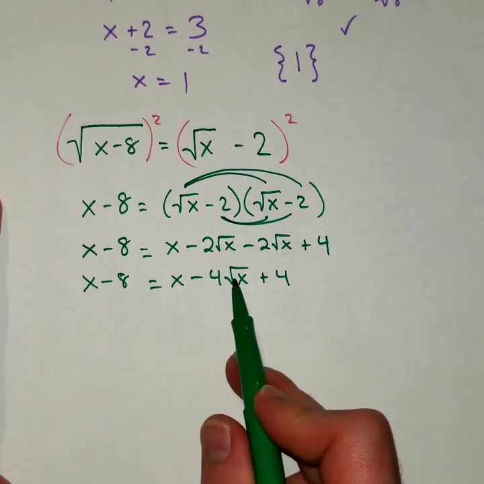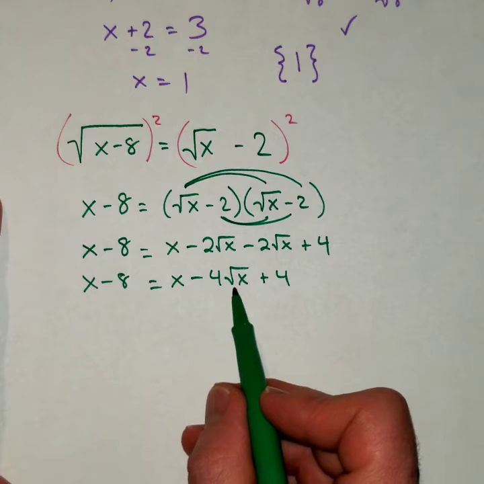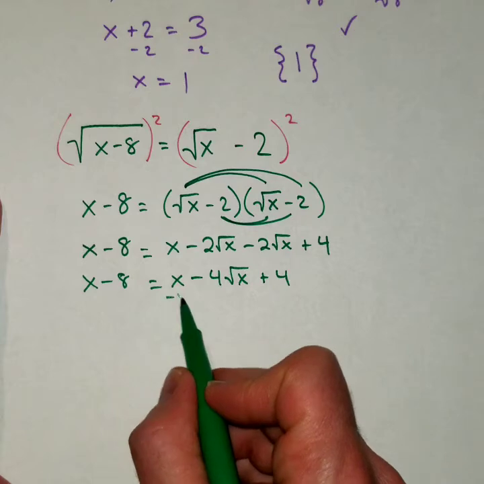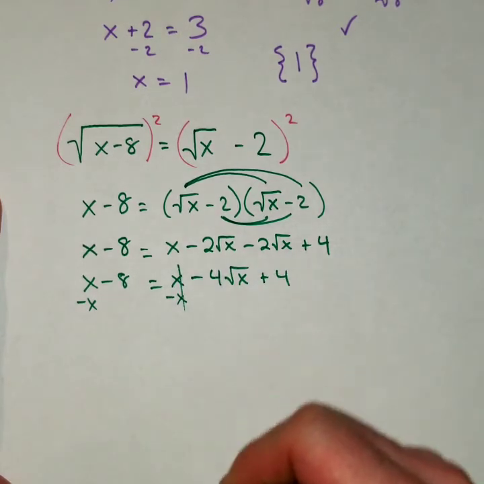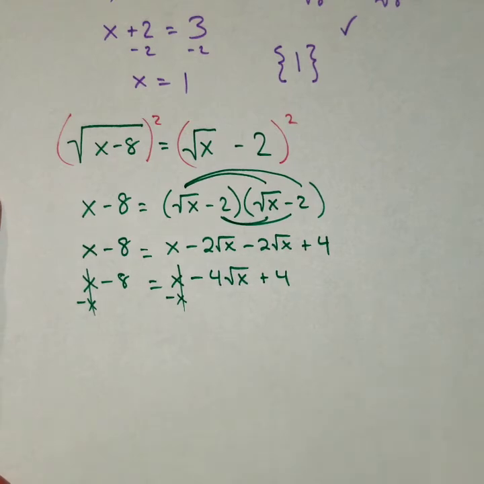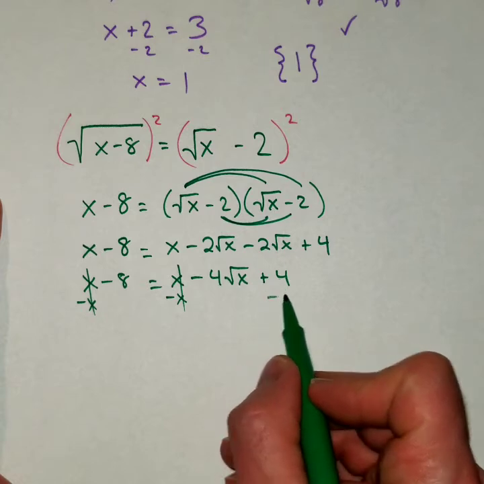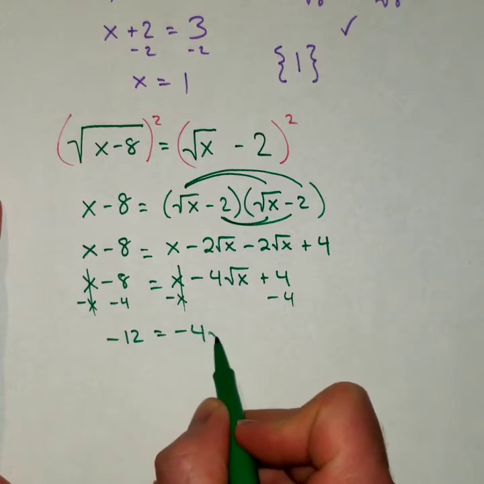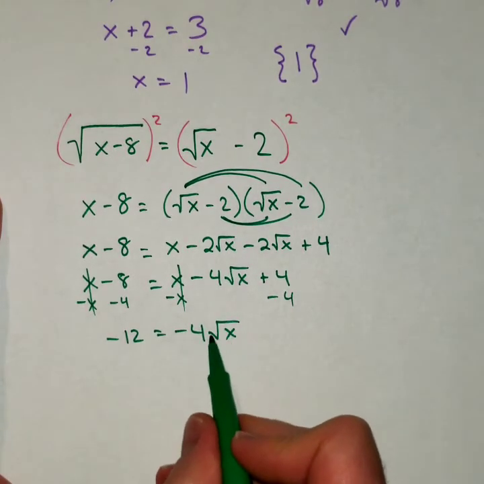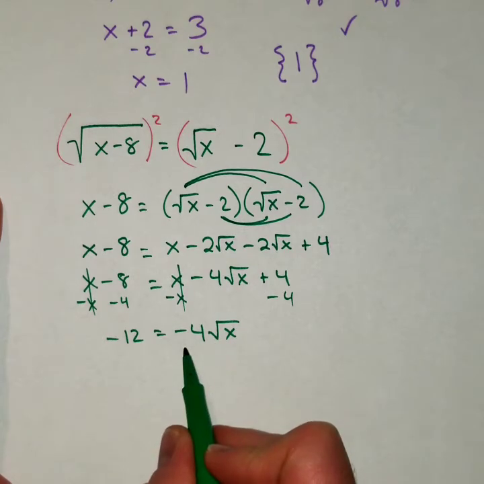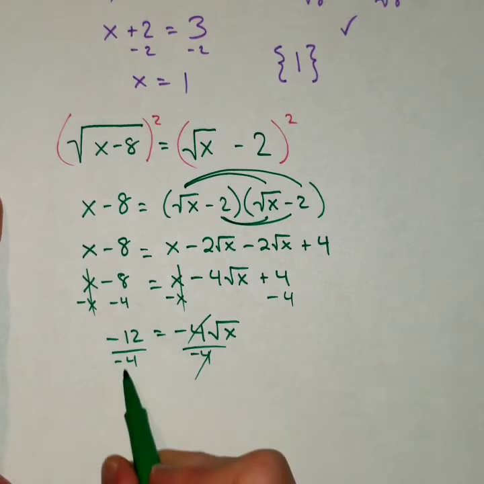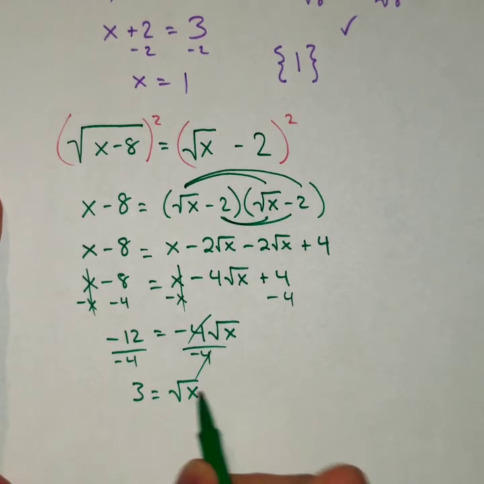So I need to isolate this radical. So the next step is to move everything away from this root. To do that, I'm going to first subtract this x from both sides. That eliminates it here. But it also eliminates it on the left. That's kind of nice. May not always do that. I'm going to subtract this 4. That's going to give me a negative 12 equals negative 4 root x. Again, I still have to isolate this root, so I'm going to get rid of the negative 4 by dividing it out. I get 3 equals the square root of x.